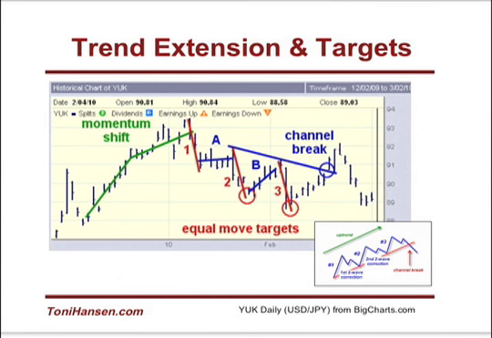Let's go back to the chart of the YUK that we were looking at. And we have this trend development here where there's 1, 2, 3 waves of downside. What you will see is that the amount of time between waves 1 and 2 and between 2 and 3 is very, very comparable. You have about the same number of bars between each of those.